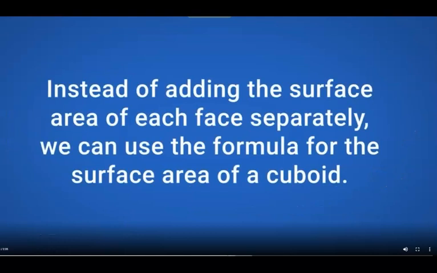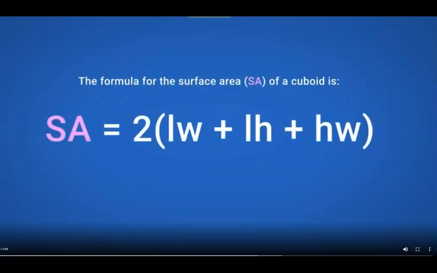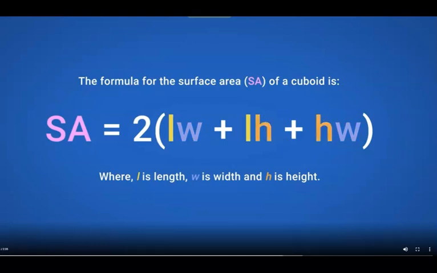However, instead of adding the surface area of each face separately, we can use the formula for the surface area of a cuboid. The formula for the surface area of a cuboid is where L equals length, W is the width, and H is the height.